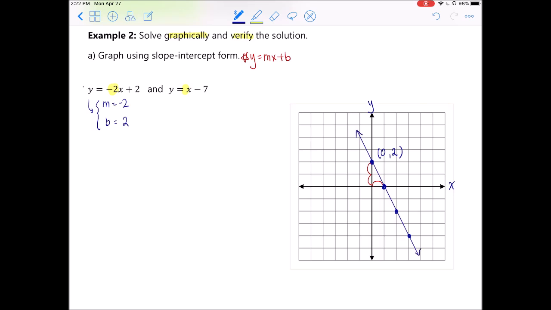All right, so this is our first line. I'll use pink for the second line. We're going to do the same thing here. We're going to list the slope. Because there's a hidden 1 here that we just don't write, the slope is 1. B, which is the y-intercept, is -7.